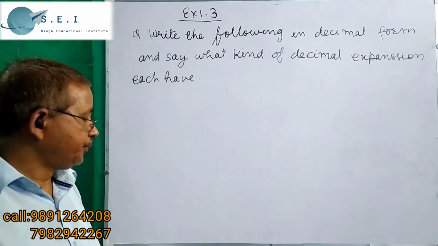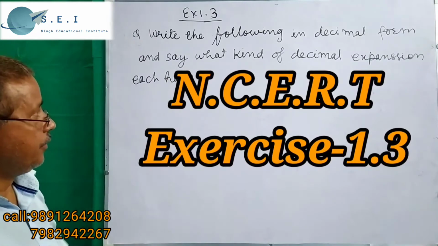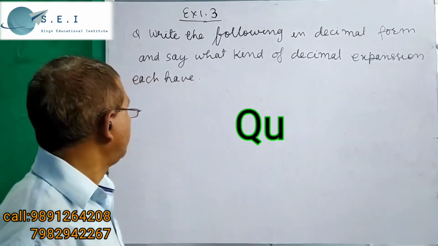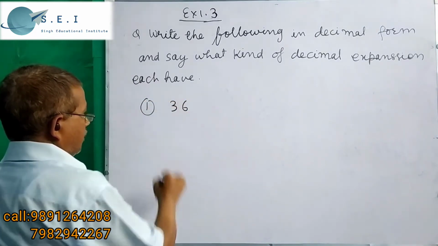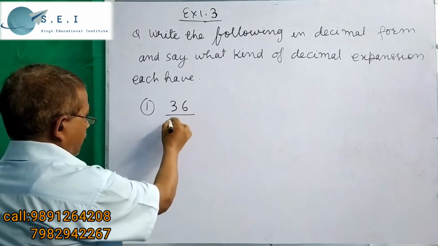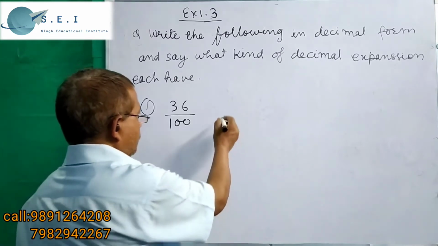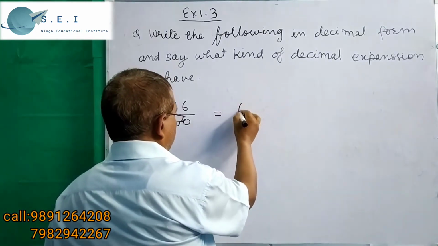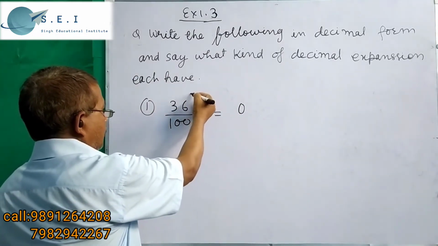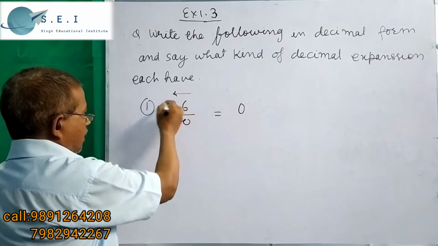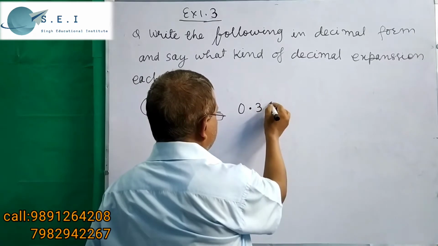Exercise 1.3. Write the following in decimal form and say what kind of decimal expression each has. First is 36 upon 100. So here is 100 in the denominator. We can write it in decimal form by putting the decimal point after 2 digits from the right. So 36 upon 100 is written as 0.36.